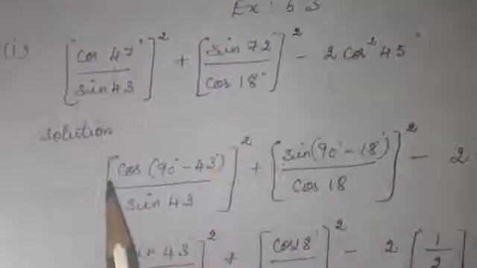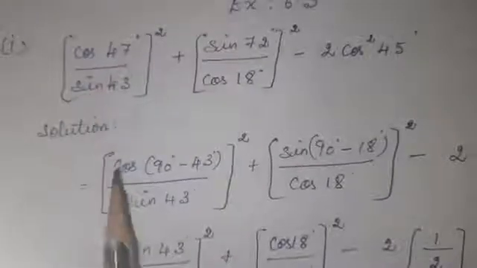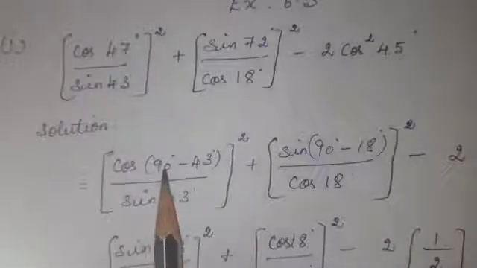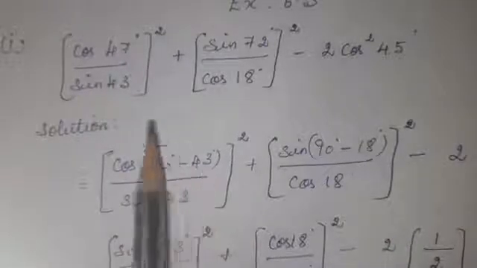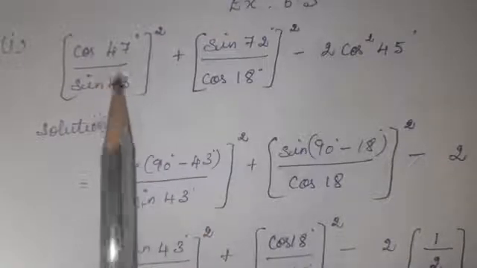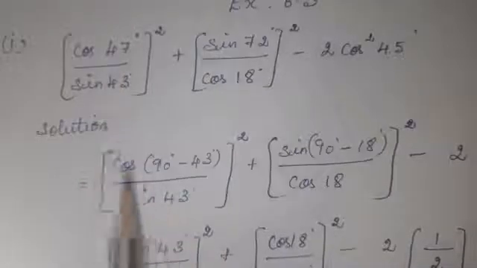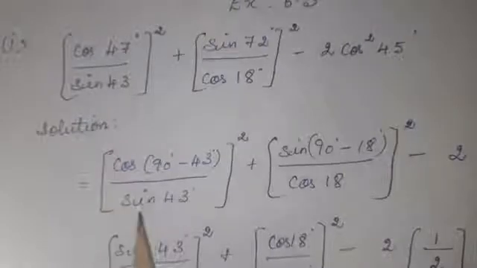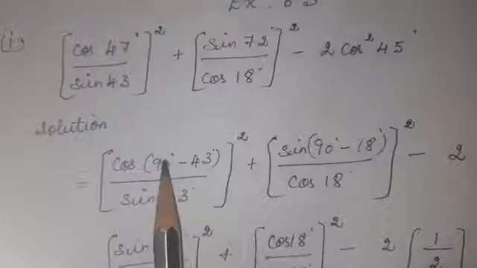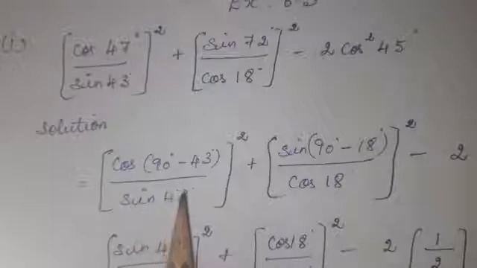The solution: when you see cos 47 degrees, I write the cos the same, and instead of 47 degrees I subtract from 90. 90 minus 43 is 47. So instead of 47, I write 90 minus 43, divided by the denominator as given in the question, sin 43 degrees. You should change only in the numerator. If you do not change the numerator, you can change the denominator. You can change in any one place only.